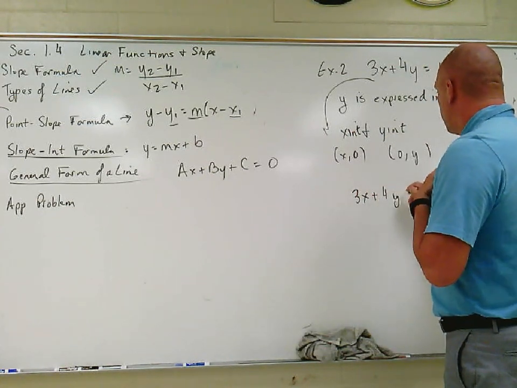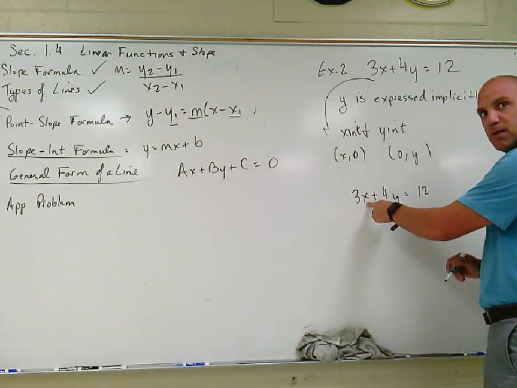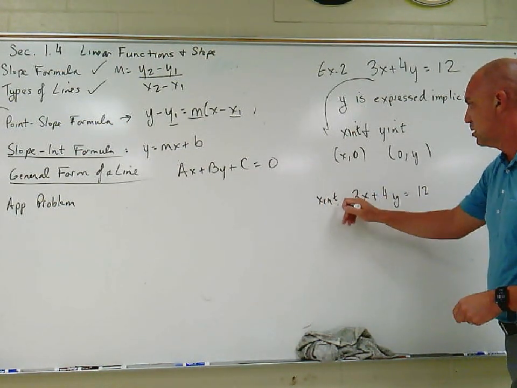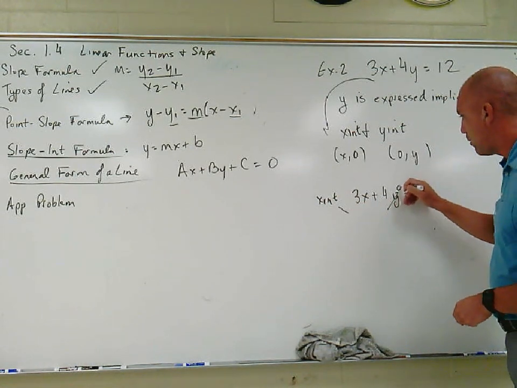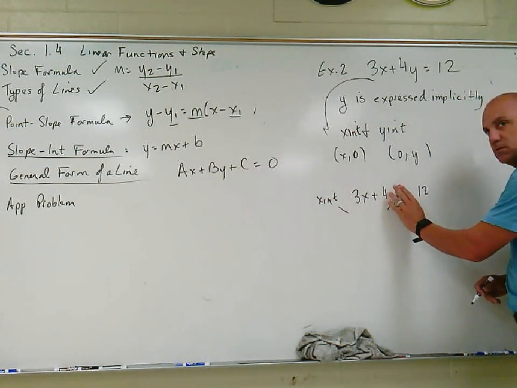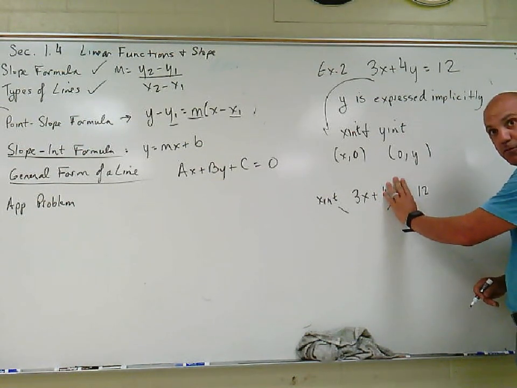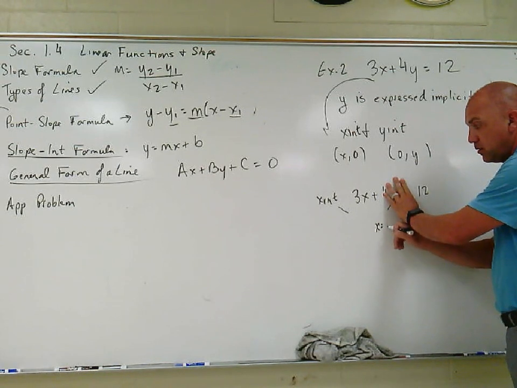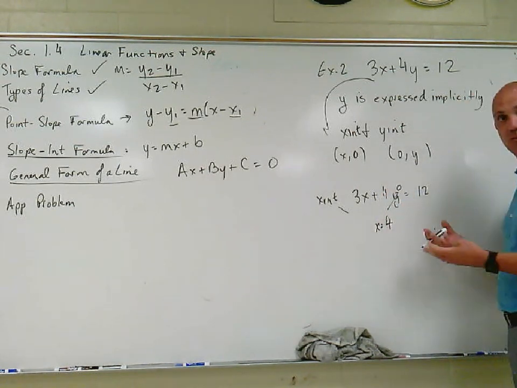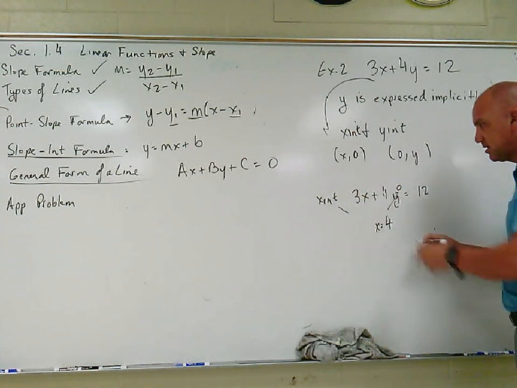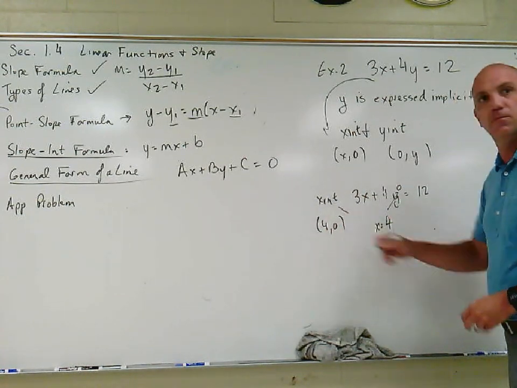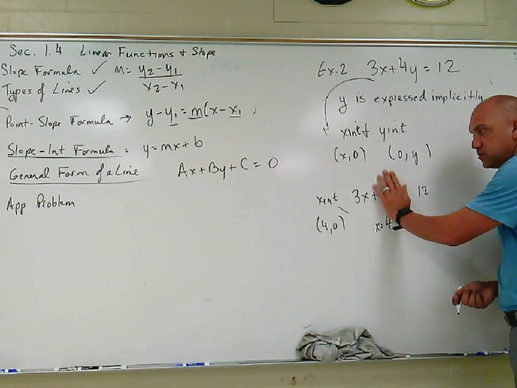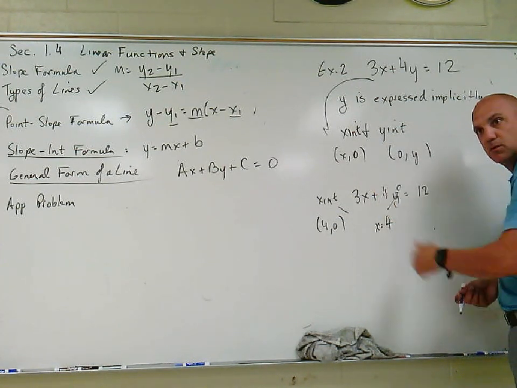So notice, if I want to find the x-intercept, I plug a 0 in for y, and what happens now to this piece? It's gone, and I have 3x equals 12, and now I can easily see what x has to equal. X has to equal 4. That's the only way that's going to work. So I can quickly get the x-intercept, which is 4, 0. Okay? All right, everybody see how I got that? Because if I plug in a 0 for y, that's gone. 3x is 12. I solved.